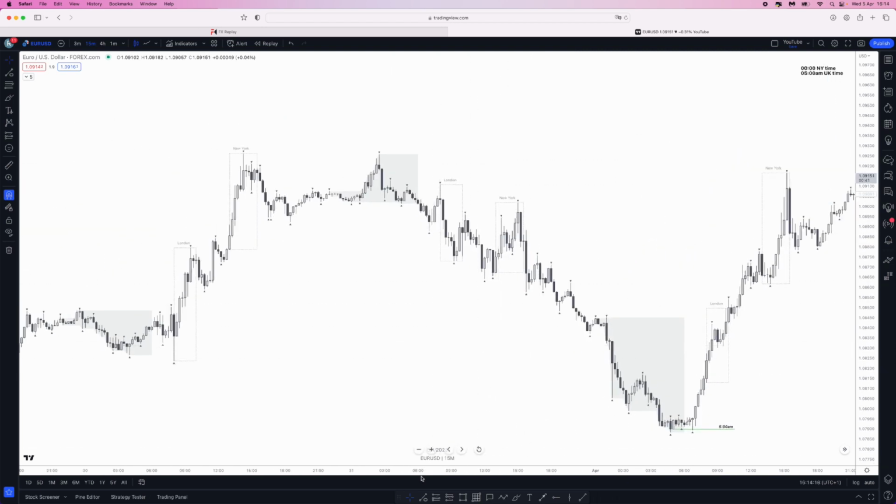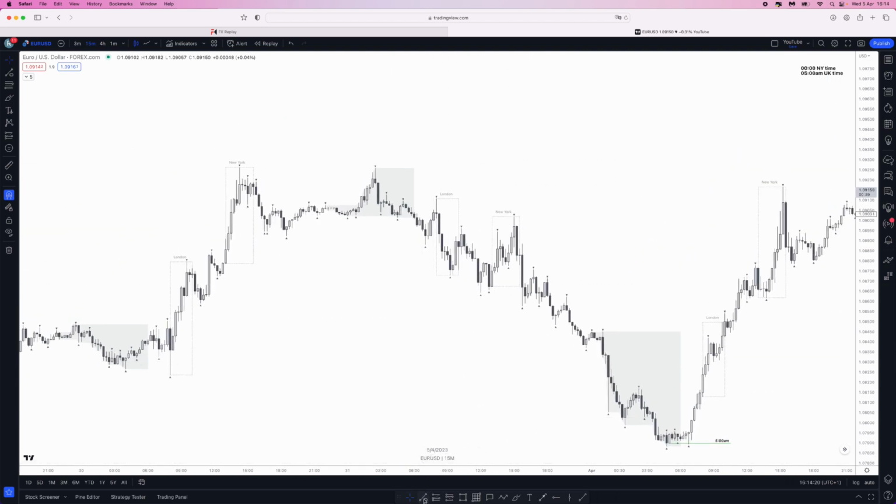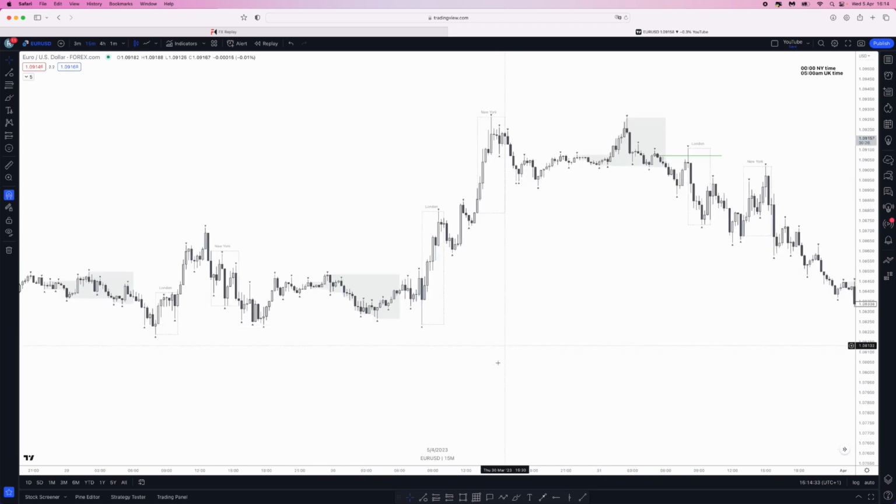Again, we'll do a couple more examples. So the New York Midnight Open is right here. As you can see, again, price comes down, it trades above, takes the buy side liquidity, carries on further down. Again, on the next day, New York Midnight Open is right here. As you can see, we've traded down, we've traded up, we've then come down below, we've taken sell side liquidity below this low right here, and then we've continued to the upside.